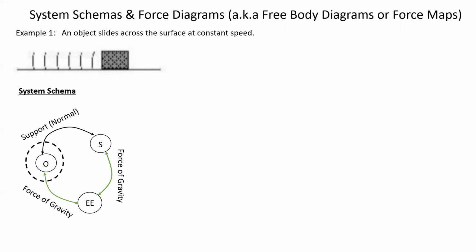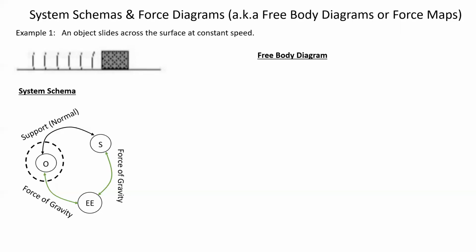Now we put a dotted line around the thing that we're planning on looking at. In this case, it's just the object. Notice there are two arrows entering the dashed line. That means there will be two forces acting on the system, on the object.